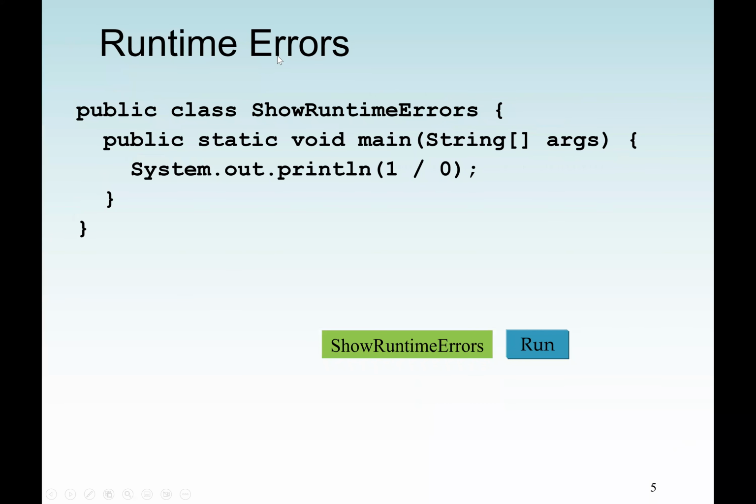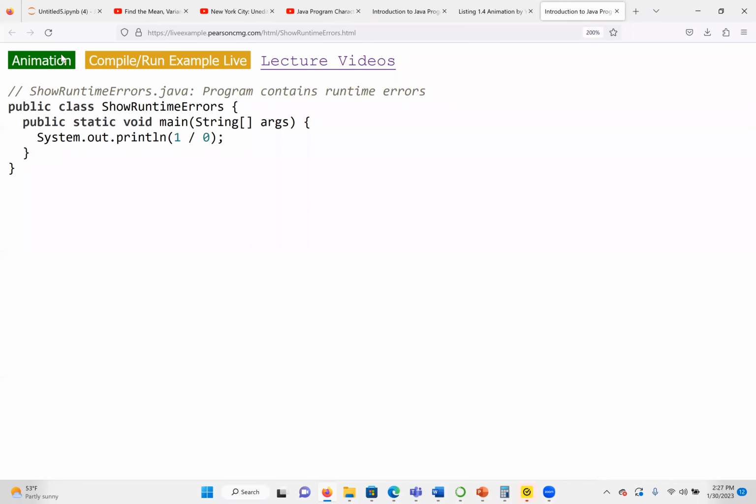Now let's look at the runtime errors. We can see this program here. We have System.out.println, and we divide 1 by 0. This program will stop working. Now we have public class ShowRuntimeErrors. So it's correct, public static, and we have the void this time. So there's no grammar or syntax error here. But we are dividing a value by 0. That will give us a runtime error.